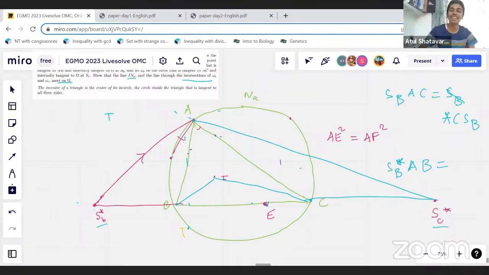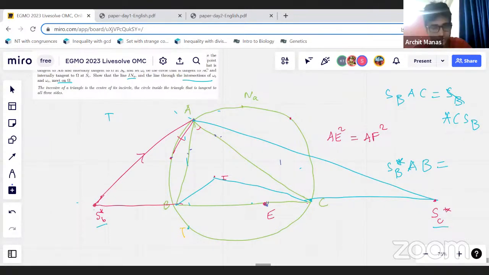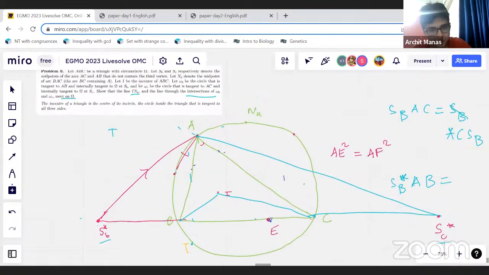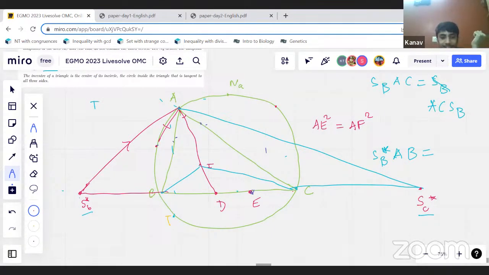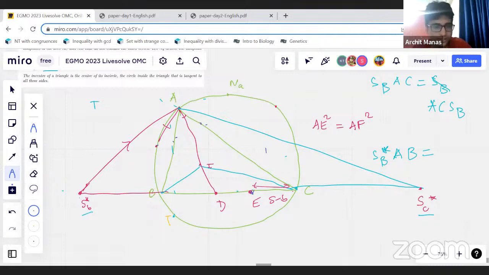That's true, but how is that used? That's a good question. Also, if we don't find a direct synthetic solution, like the intersection with length, very cool. You can easily find CE, which is S minus B here. There's probably something even simpler you can do here.